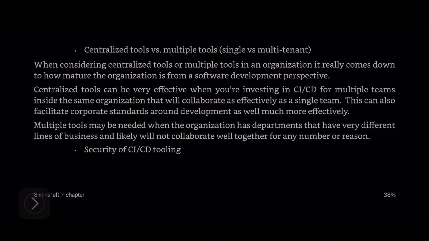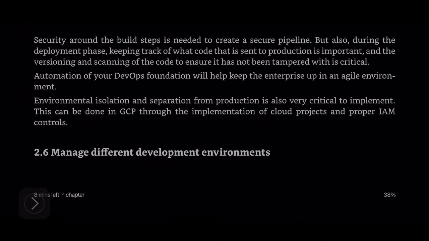Security of CI/CD tooling. Security around the build steps is needed to create a secure pipeline. But also, during the deployment phase, keeping track of what code is sent to production is important, and the versioning and scanning of the code to ensure it has not been tampered with is critical. Automation of your DevOps foundation will help keep the enterprise agile. Environmental isolation and separation from production is also very critical to implement. This can be done in GCP through the implementation of cloud projects and proper IAM controls.